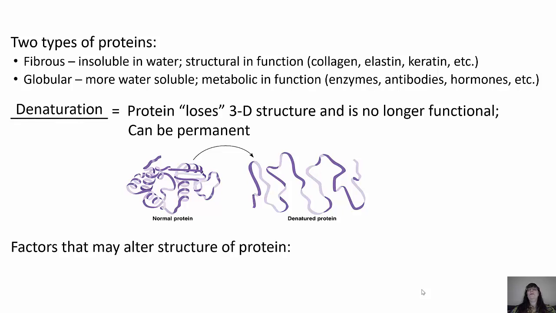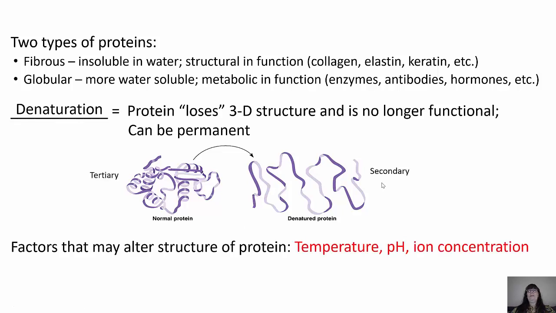Globular proteins are more soluble in water but are metabolic in function: antibodies, hormones, enzymes, etc. Now, denaturation refers to a protein losing its 3D structure and no longer being functional. So if you have a normal protein like this, and then something happens and it unfolds to this, now this protein is no longer functional. The loss can be permanent or it can be reversed depending on what caused the denaturation in the first place.